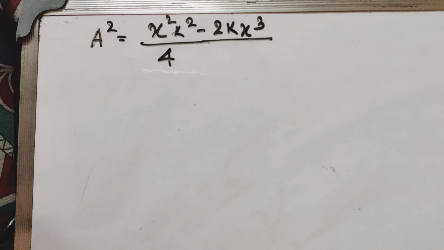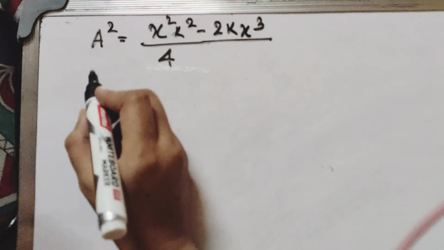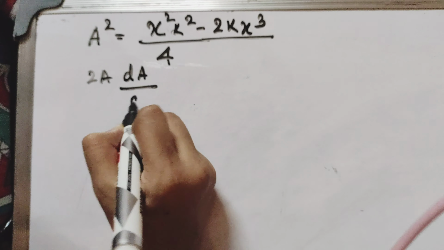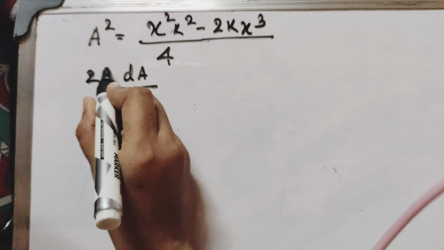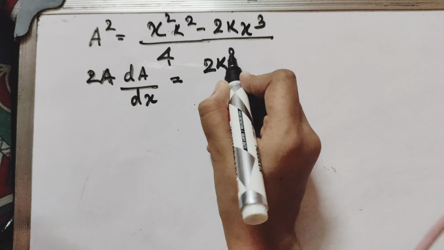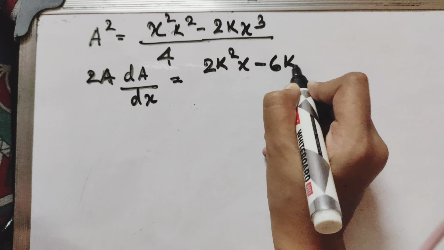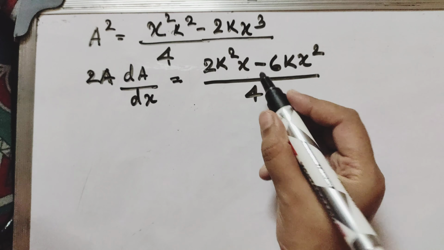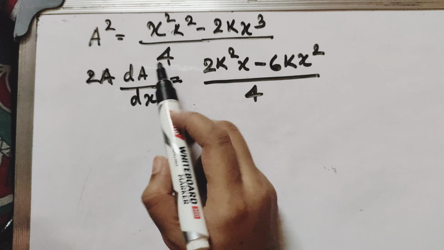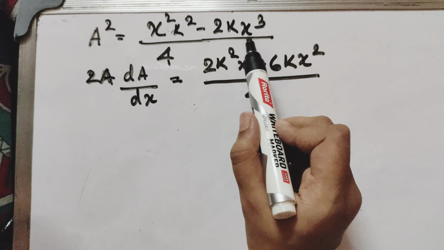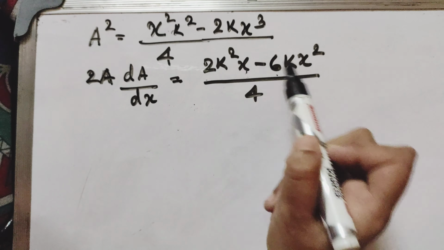Now, doing the same steps, differentiating both sides with respect to x, we get 2A into dA by dx equals 2k square x minus 6kx square, divided by 4, right? Because 1 by 4 is constant, the derivative of x square is 2x, and the derivative of x cube is 3x square. So 2 into 3 equals 6kx square, right?